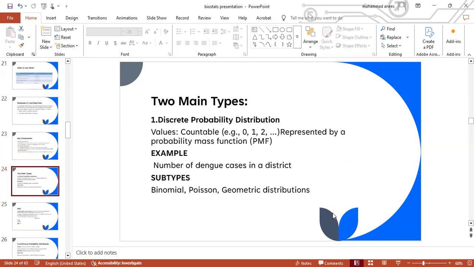Now, there are 2 main types of probability distribution. One is discrete probability distribution, and the other is continuous probability distribution. In discrete probability distribution, we see values that are countable, for example 0, 1, 2. They are represented by a probability mass function, PMF. An example includes the number of dengue cases in a district. The subtypes included are binomial, Poisson, and geometric distributions.